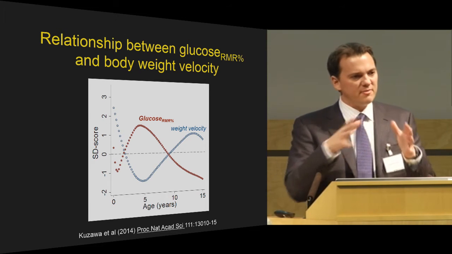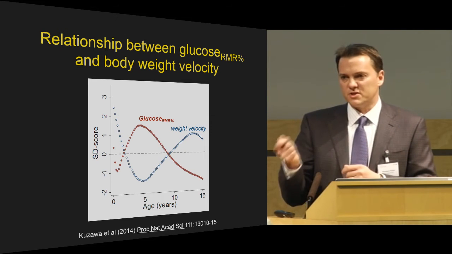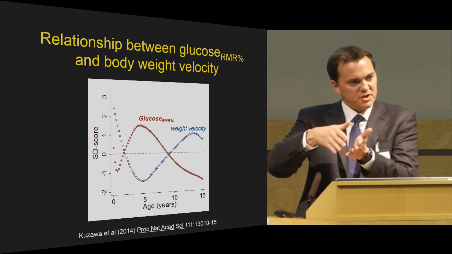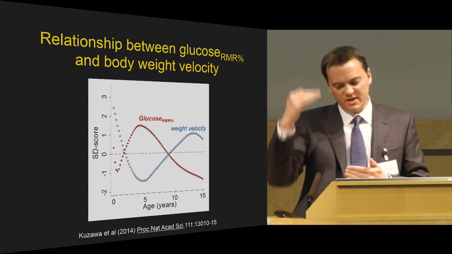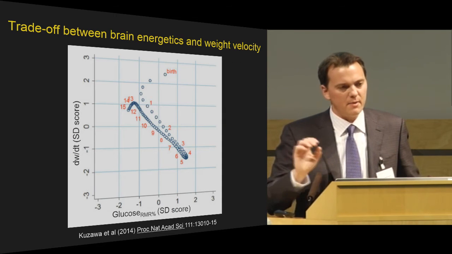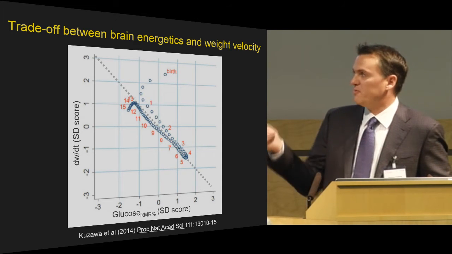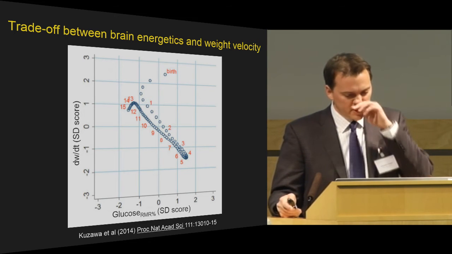Now, we can go one step further than this. Instead of plotting these both versus age, we can plot one versus the other. And if there's a trade-off between them, we should expect an inverse linear relationship between the two, right? As the brain becomes more costly, growth rate should go down and vice versa. When we plot them that way, this is what we see. And if this was a perfect inverse linear relationship, it would be that gray dotted line. So I think we're pretty close.